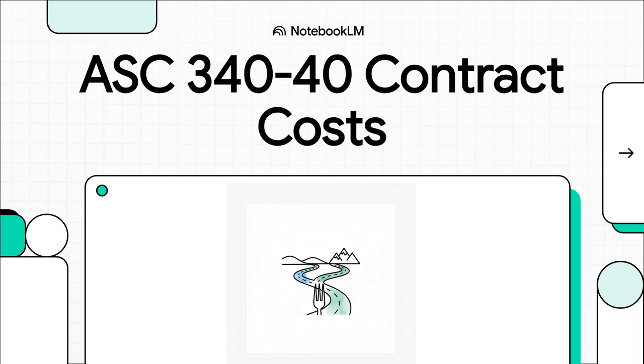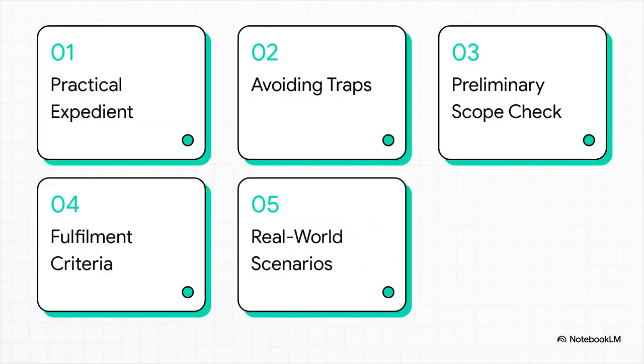We're going to look at a massive time saver, specifically when you can just skip capitalization entirely. And then we'll flip the coin to see exactly how we should handle the costs you incur to actually fulfill those contracts. So here is our roadmap for this explainer. We're going to cover the practical expedient, how to avoid its traps, the preliminary scope check, the 3 fulfillment criteria, and finally, we'll run through some real-world fulfillment scenarios.